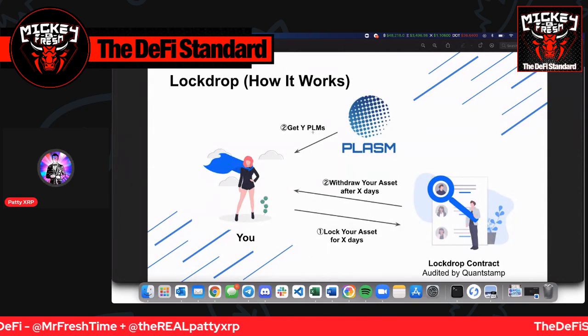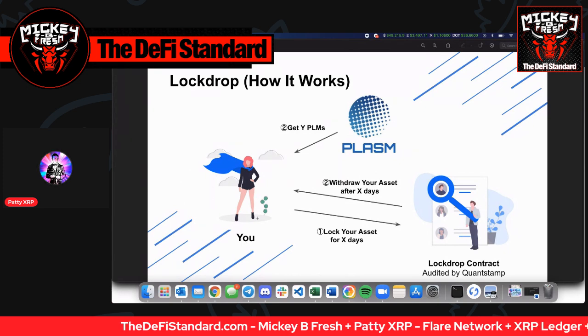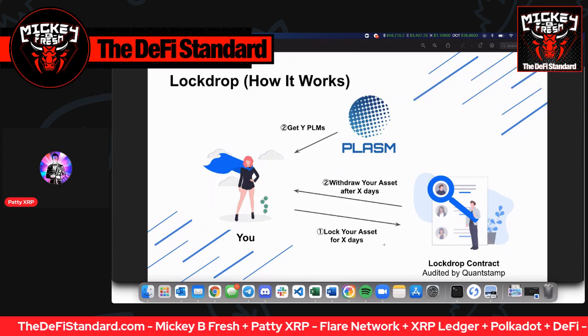So they originally were calling their tokens PLM after Plasm, but obviously it's changed to Astar. So if you were participating in the lock drop when they had Ethereum tokens, you would lock those assets for X amount of days.